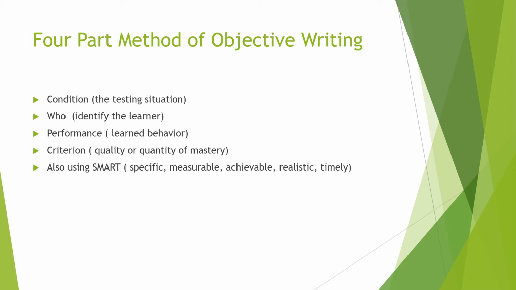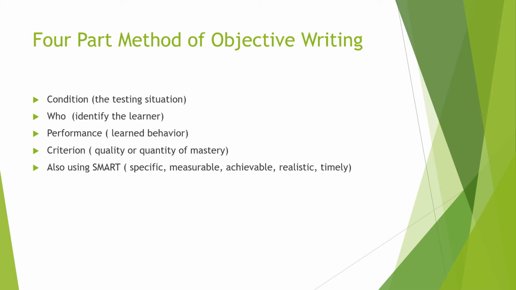Who, in objectives, behavioral objectives specifically, should always be written about the learner. They are not about the nurse. They are not about the teacher, all right? Performance is what behavior do you expect the person to demonstrate when you're over? And the criterion is the quality or quantity of what you expect to see.